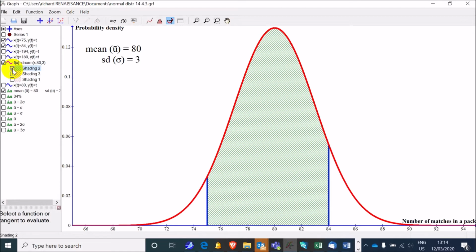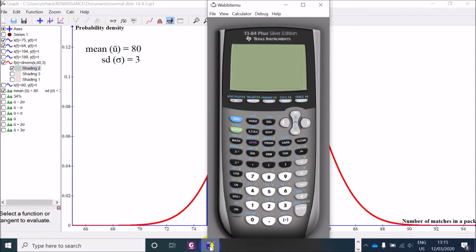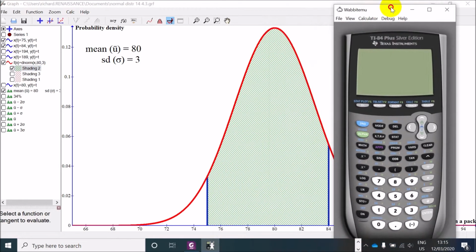Now here we do not have the mean minus 1 time the standard deviation or 2 times or 3 times. So you cannot calculate it or just see it from the graph. In this particular case, we are going to use the calculator. So I'm going to the calculator and show you what you need to do. Here I have the calculator.